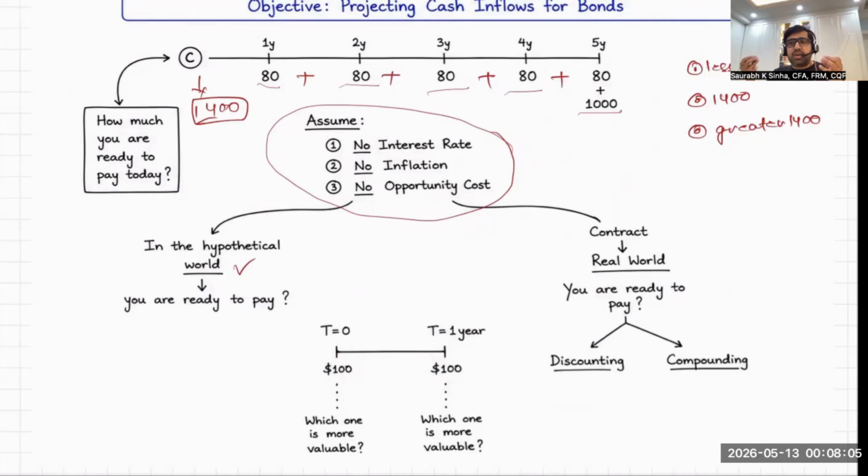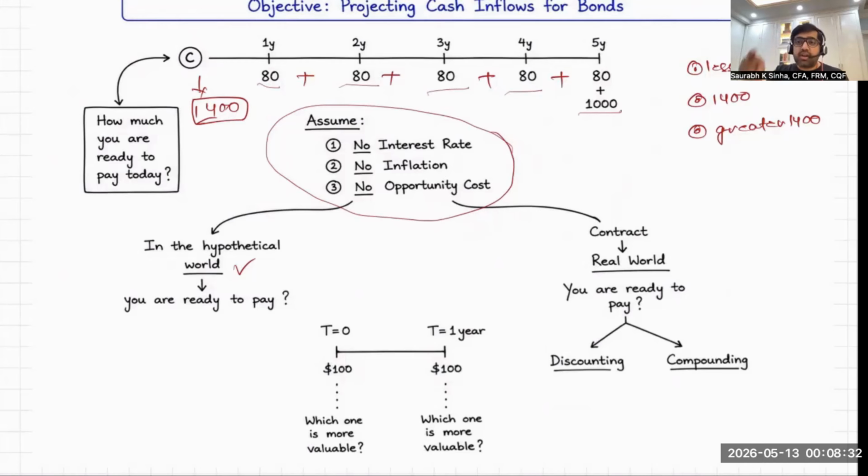What is time value of money? The time determines the value of the money. Whether the $100 standing today is valuable or the $100 standing in the future is valuable. It only comes into the picture if you have any one of the components. So in valuation, only cash inflow is not important. What is important? Interest rate is important. Inflation is important. Opportunity cost is important.